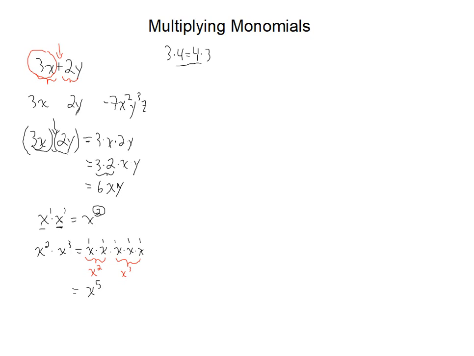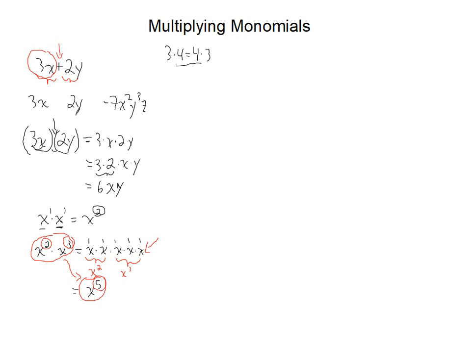Hopefully you can look here and see how to go right from here to here. Take a moment and think about what we could do instead of doing this intermediate step. What's a shorter way to go from here to here? Notice that there were 2 x's in the x squared and 3 x's in the x cubed. If we add those exponents together, we get the exponent in the answer.